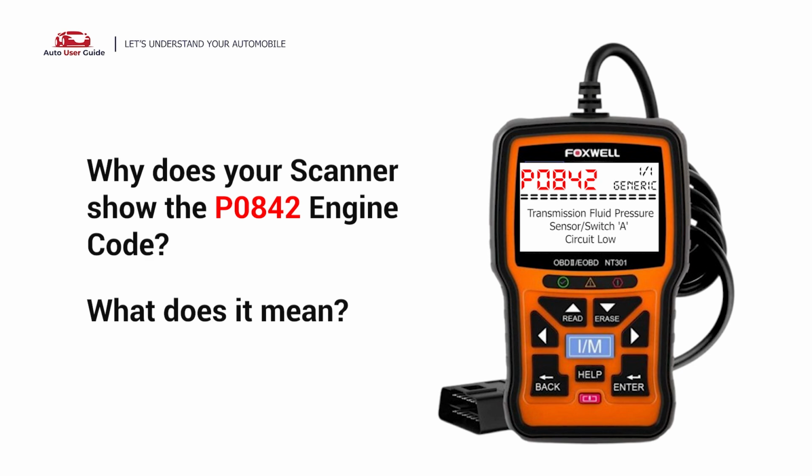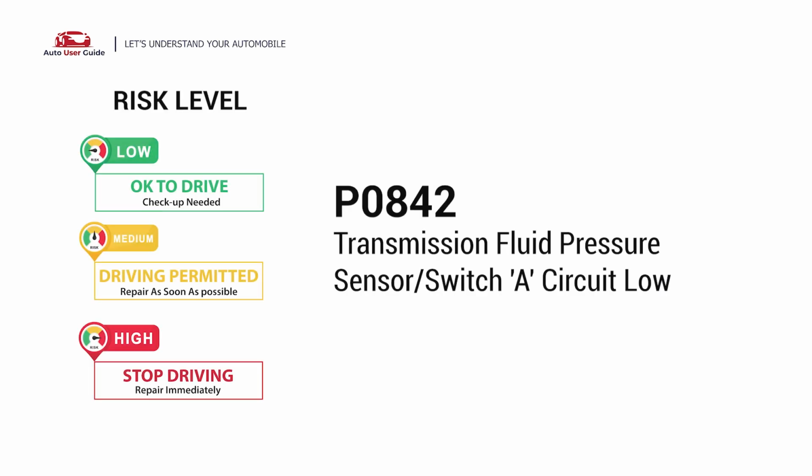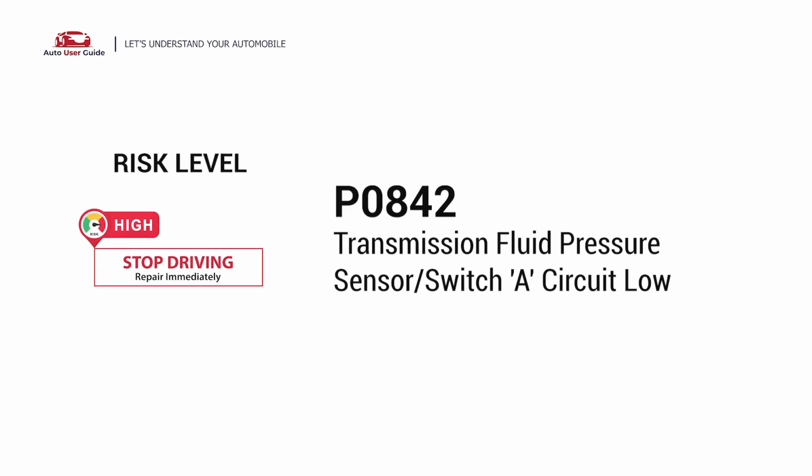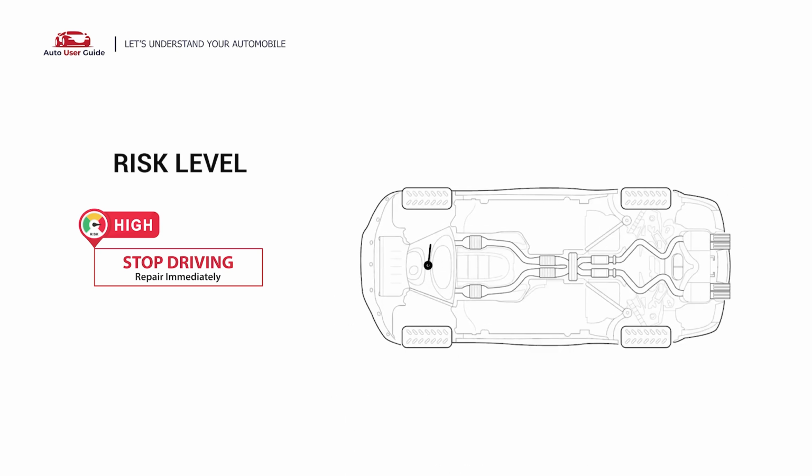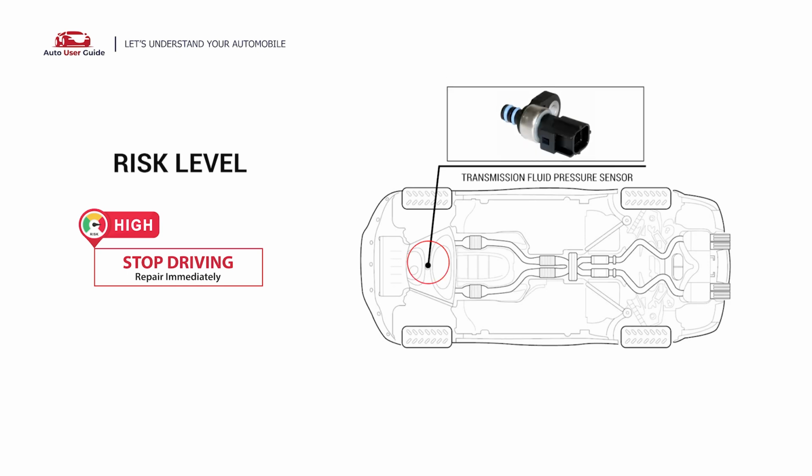Why does your scanner show the P0842 engine code? What does it mean? P0842 is a diagnostic trouble code for transmission fluid pressure sensor, or switch A, circuit low. It indicates a problem with the electrical circuit or the sensor itself that monitors transmission fluid pressure. Under this circumstance, stop driving and repair your vehicle immediately.